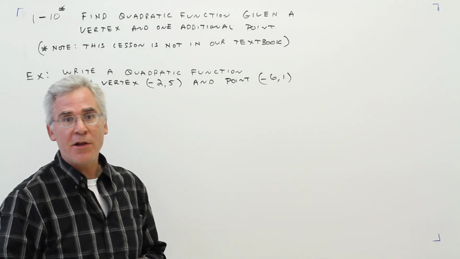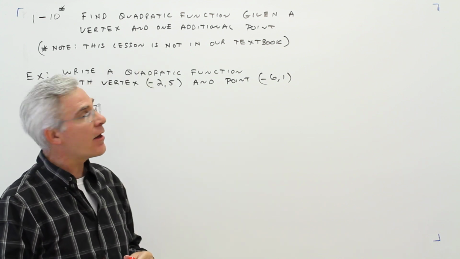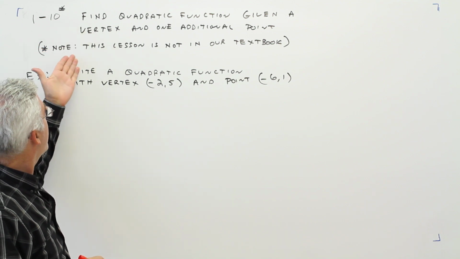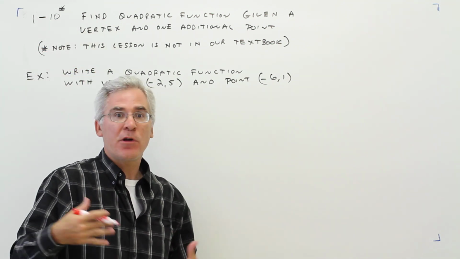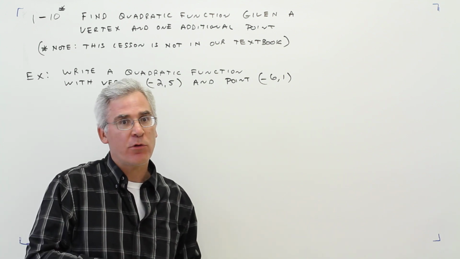Welcome to video 1-10. Find a quadratic function given a vertex and one additional point. One footnote, this lesson is not in our textbook. It's an additional lesson that used to be in our older textbook, and I still like to include it.